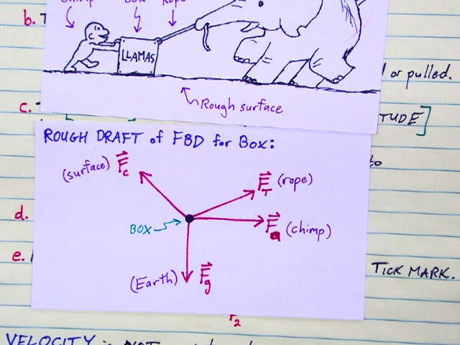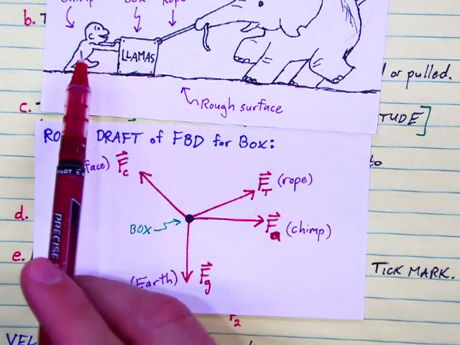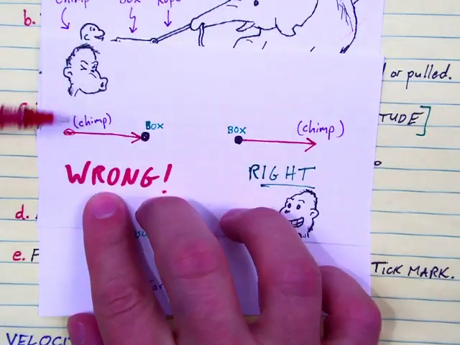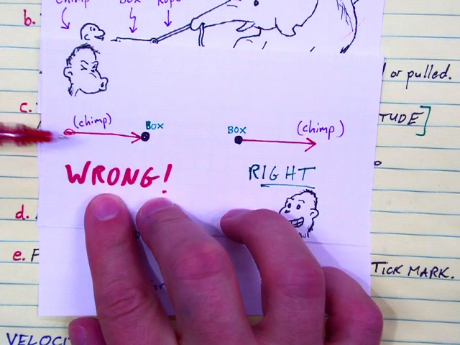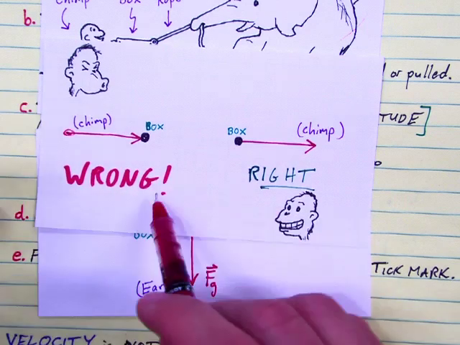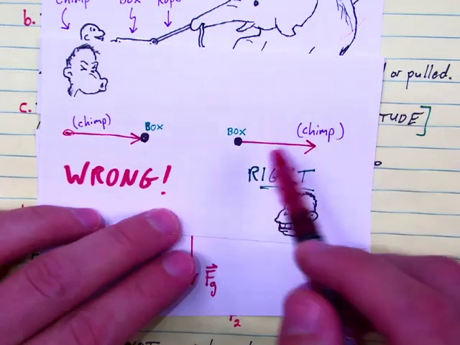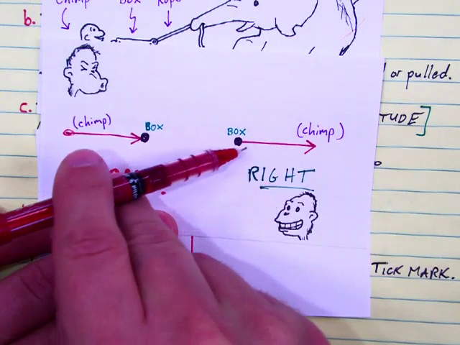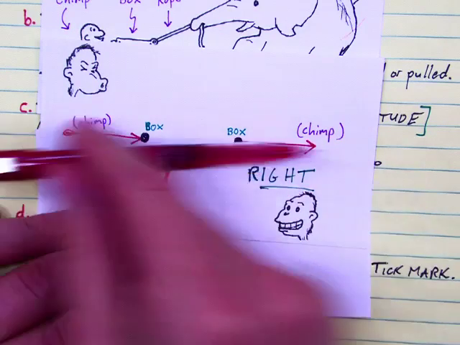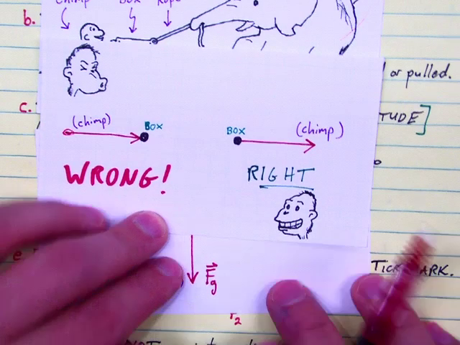A common mistake here involves the force from the chimp. Some people would say that, well, the chimp is on the left, pushing on the box this way, so maybe you should draw that arrow pointing toward the dot. That's wrong by convention. We always draw all the arrows starting at the dot and pointing away. So the force from the chimp should go over here on the right side, pointing away to the right.